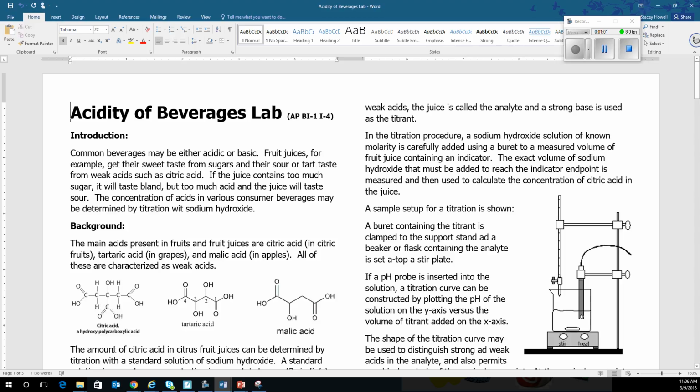This is the acidity of beverages lab. We're going to be working with pineapple juice, apple juice, and grape juice. So the grape juice will have tartaric acid in it. How many of you have parents that can grape juice at home? Anybody? Okay, have you ever poured out the jar and down at the bottom there's crystals? That's tartaric acid crystals. So we'll be looking at the acid there. The pineapple juice will be looking at citric acid, and the apple juice will be looking at malic acid.